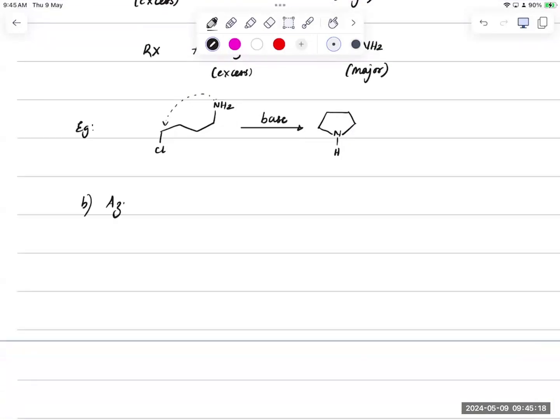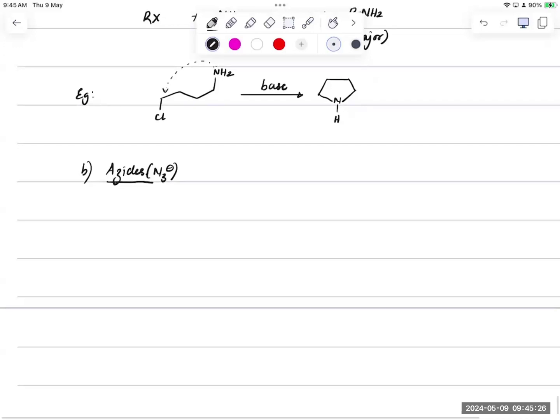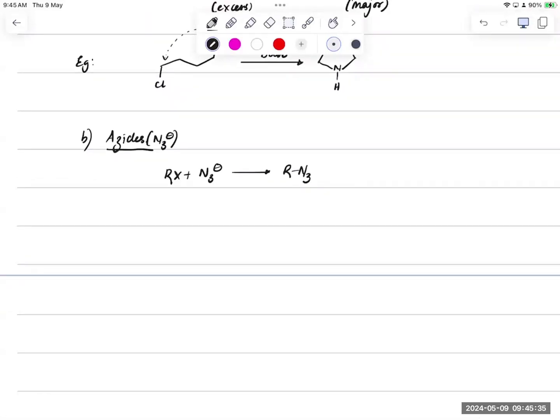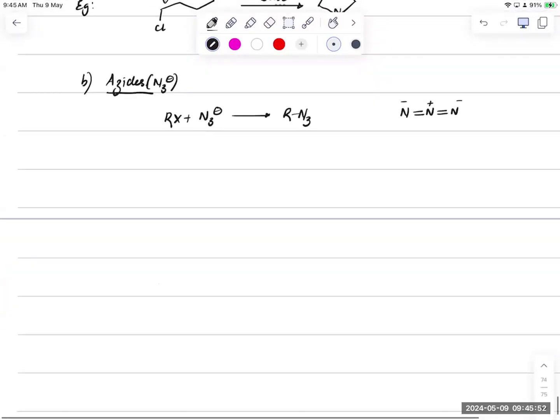Next, azides. Azides are N3 minus groups. These are azides. If you take any alkyl halide and treat it with N3 minus, it will form RN3. So this is the azide form. Structurally, azides look like this: N double bond N double bond N, with plus and minus charges. This is the azide form, N3 minus. These are the nucleophiles which you will notice.